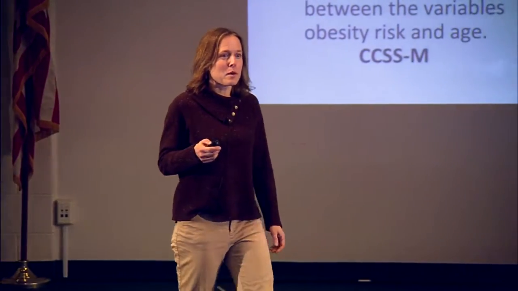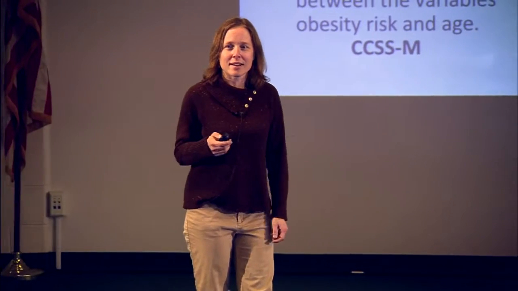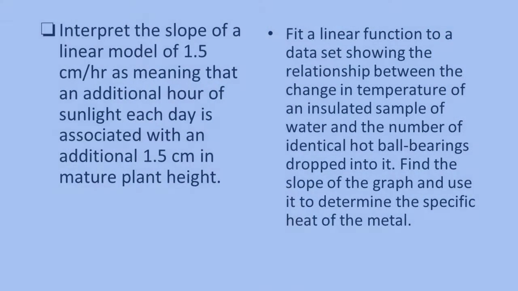All right, we've got one more round, so let's see if we can stick with our trend of getting better at this with our third round. Here we go. Option number 1 on the left. Interpret the slope of a linear model of 1.5 centimeters per hour as meaning that an additional hour of sunlight each day is associated with an additional 1.5 centimeters in mature plant height.